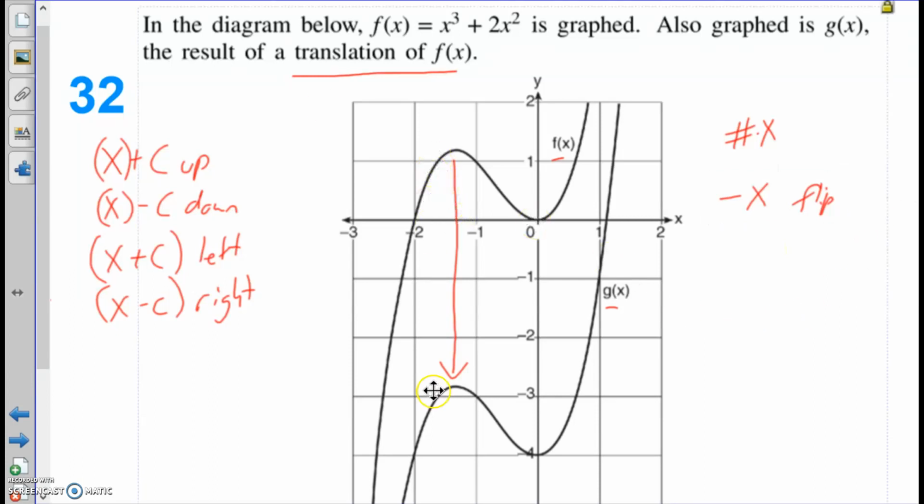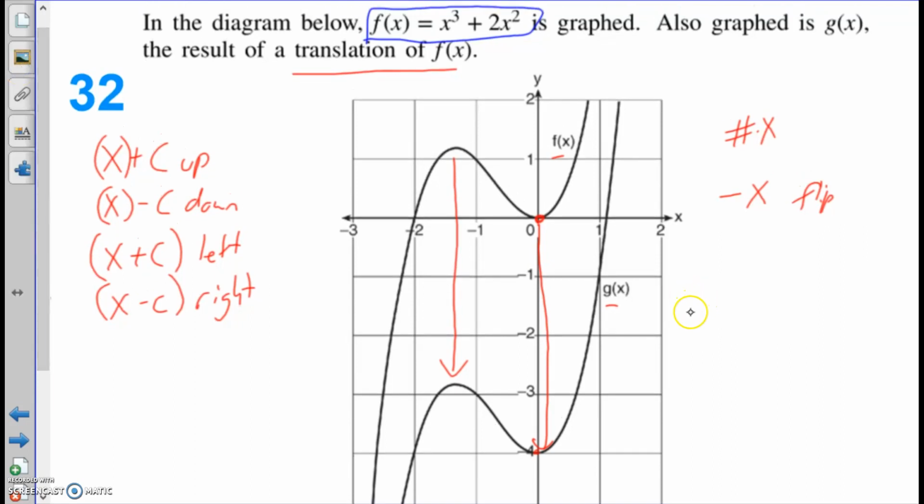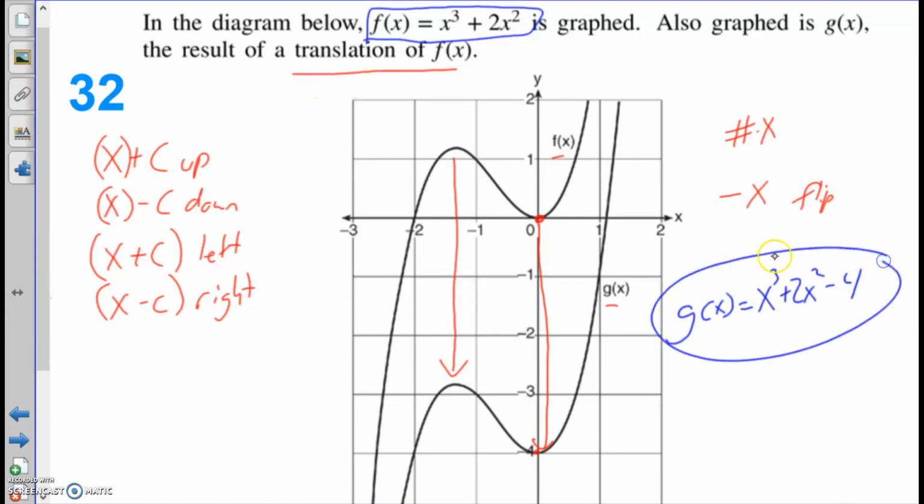So moving down is a minus on the outside. How much did it move down? Well, I think you're looking here and you're looking here. It moved down to negative 4. So down 4. So I want to take this equation and move it down 4. So this is going to be g of x. Take the x to the third plus 2x to the second and move it down 4. That's the answer.